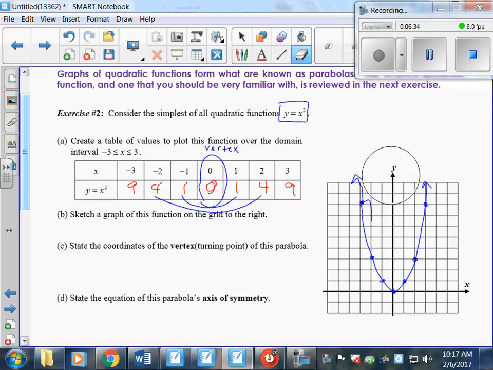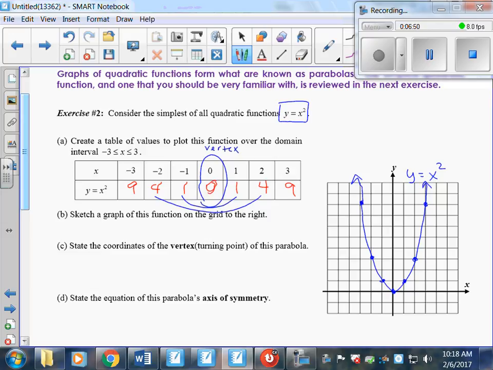I don't know if I can get rid of this, but I'm going to try. There we go. All right, I always label y equals x squared. Always, always, because who knows, you could get points taken off if you don't label. So we sketched it, we took care of B.